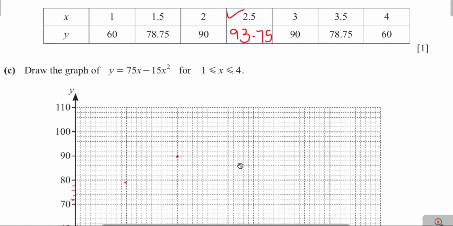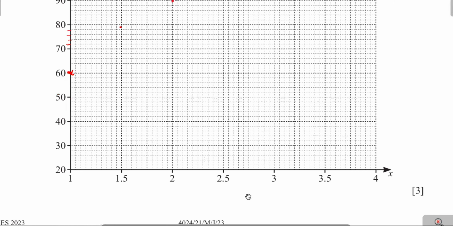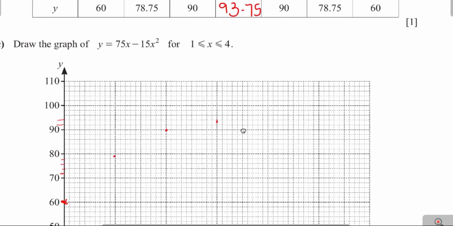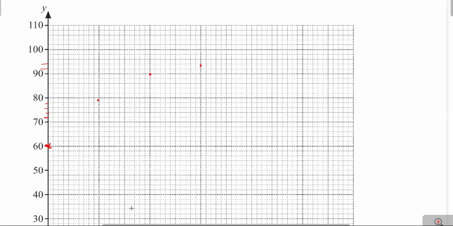Fourth value is x is 2.5, y is 93.75, and this is 2.5, and next is 93.75. Now you see here this is 92 and this is 94, and 93.75 is close to 94. Now we mark this point here. This is close to 94. Next is x is 3, the value is 90. Now you see here this is 3 and the y is 90. We mark here.